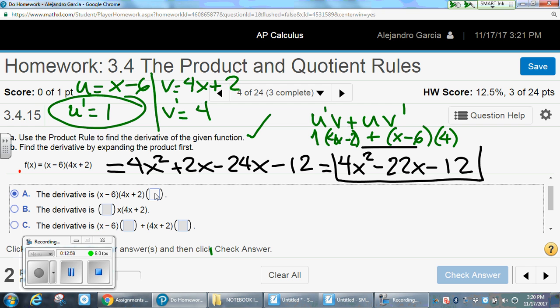Okay, 4. Now, the way they have that, let me see, if we distribute, we'll get 4x minus 2 plus, we're going to distribute this 4, so 4x minus 24.